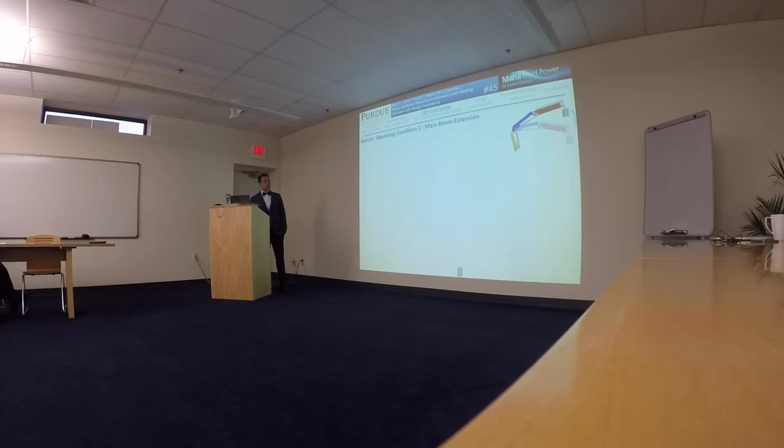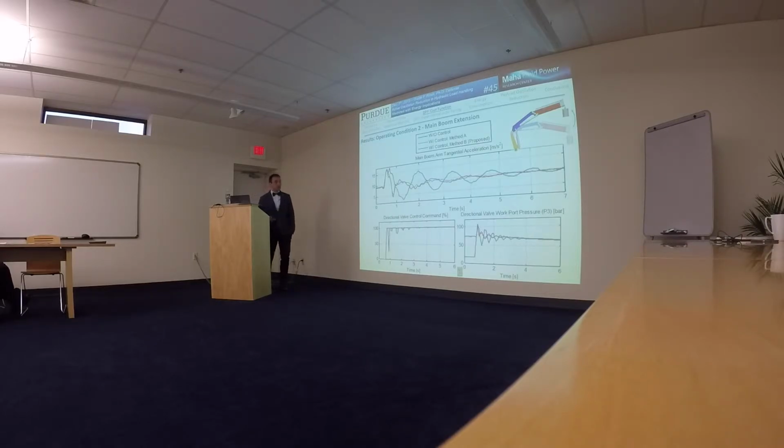For the second operating condition, again, we see similar results. And again, we have acceleration, control, and pressure measure. And again, for method A, I measured 77.5% oscillation reduction. And for the method B, which is the one I propose, is 68%.